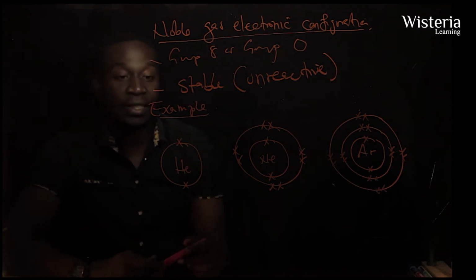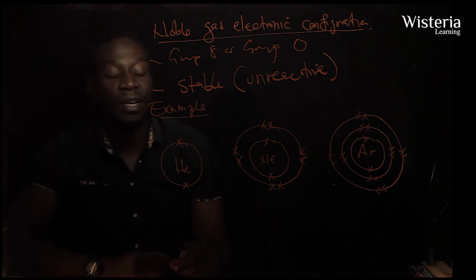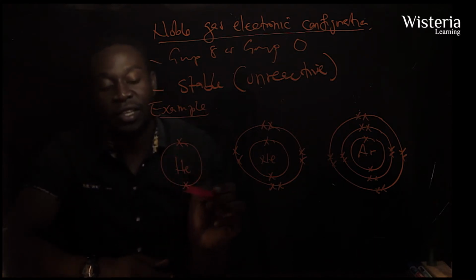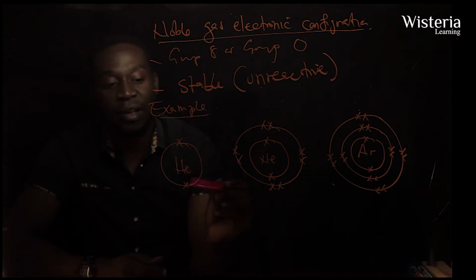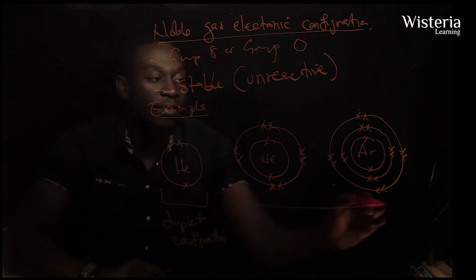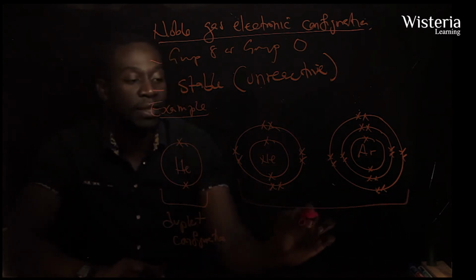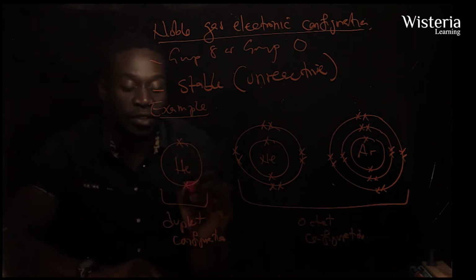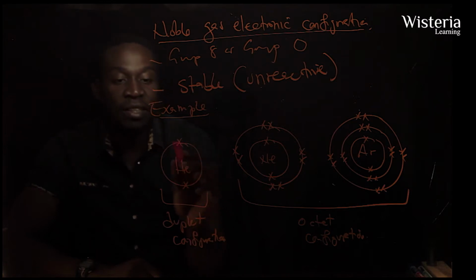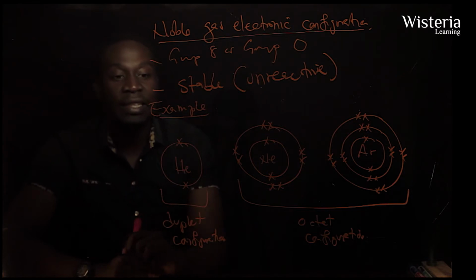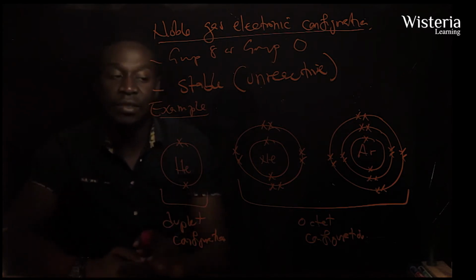In the previous lesson, we said the electrons that are found in the last shell are called the valence electrons. As we can see, helium has got only one shell and there are 2 electrons. So it has got the maximum number of electrons, and we say helium has got a duplet configuration. Then these ones have got 8 electrons, so we say they've got an octet configuration. Helium's 2 electrons are found in the first shell, and that's the only shell. It means that helium is stable. It cannot give or lose any electron.